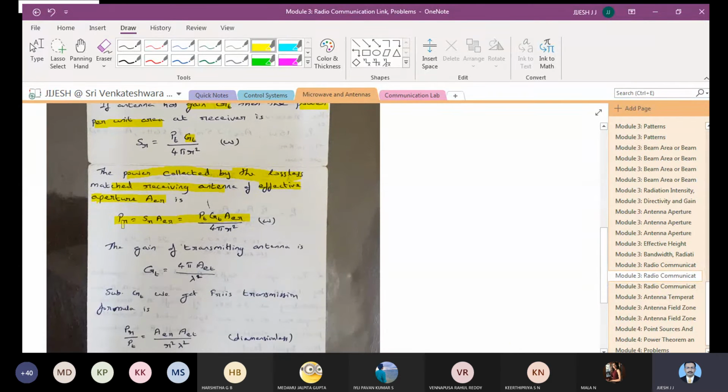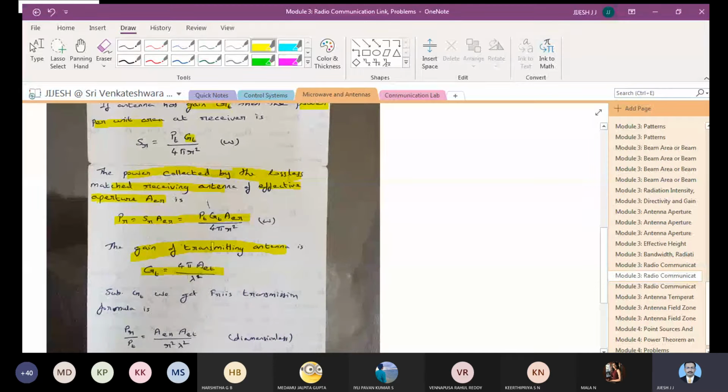The PR by PT is AER divided by 4 pi r square. So I am just writing the equation for gain. The gain of the transmitting antenna can be written as GT is equal to 4 pi AET, that is the effective aperture of the transmitting antenna, divided by lambda square. We have studied this equation before, the equation for GT. So you have GT here.